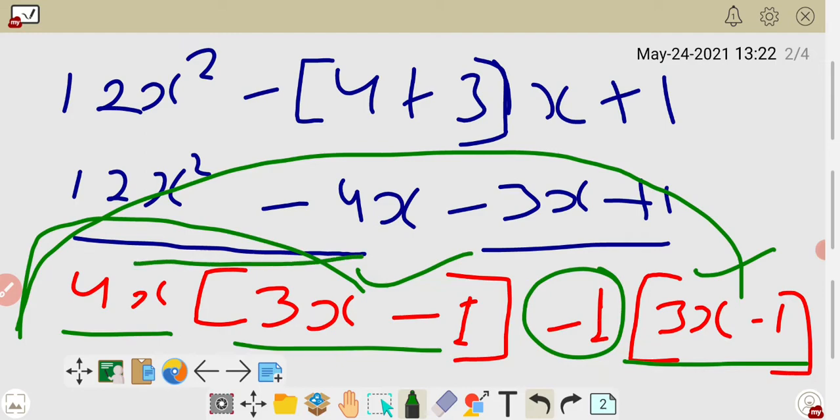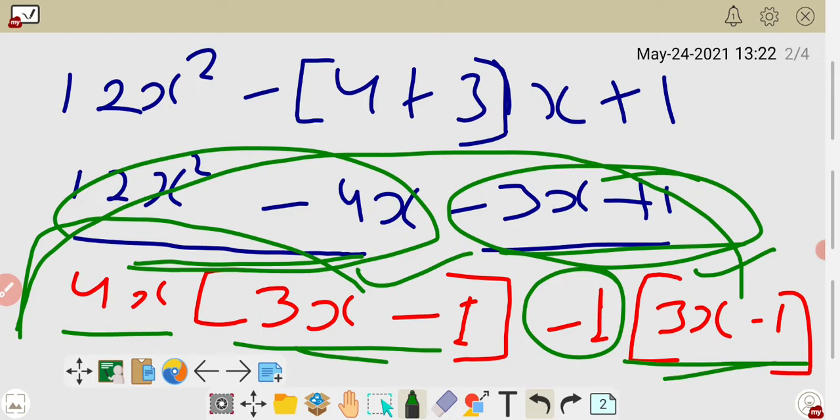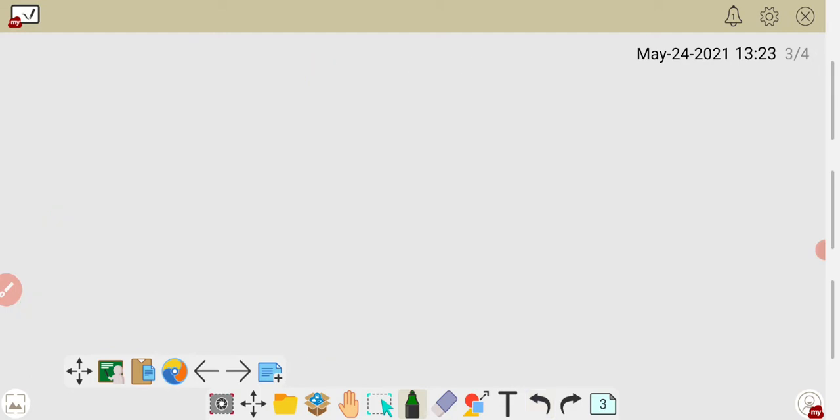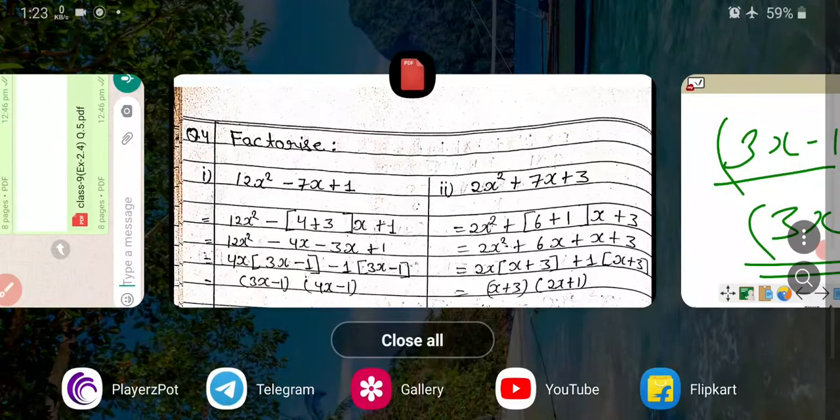Now take the common from the two terms, make a pair of two terms and then take the common like that, so the two brackets become the same. When the two brackets become the same, then take the common of the same bracket again. 3x minus 1 becomes the same, so you take the common and you get 4x minus 1. It is your answer. Now I am going to solve this whole step for you in the notebook.